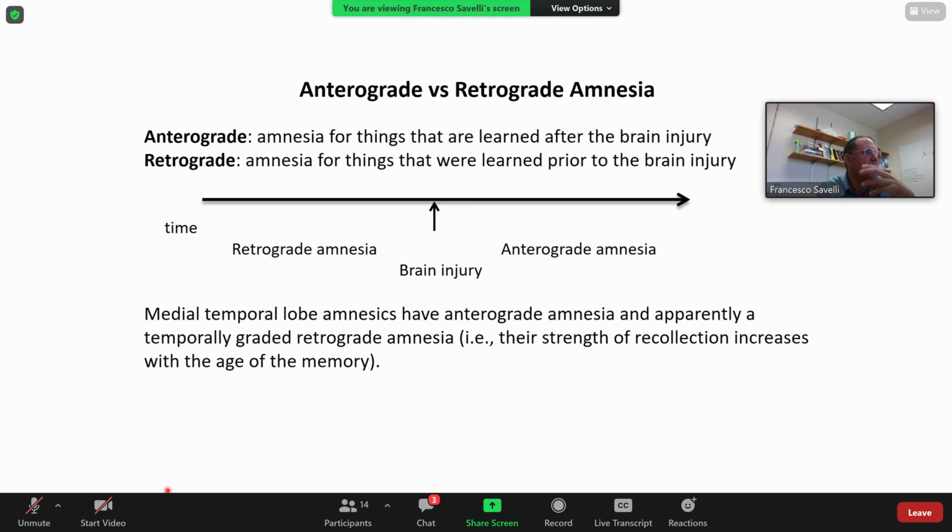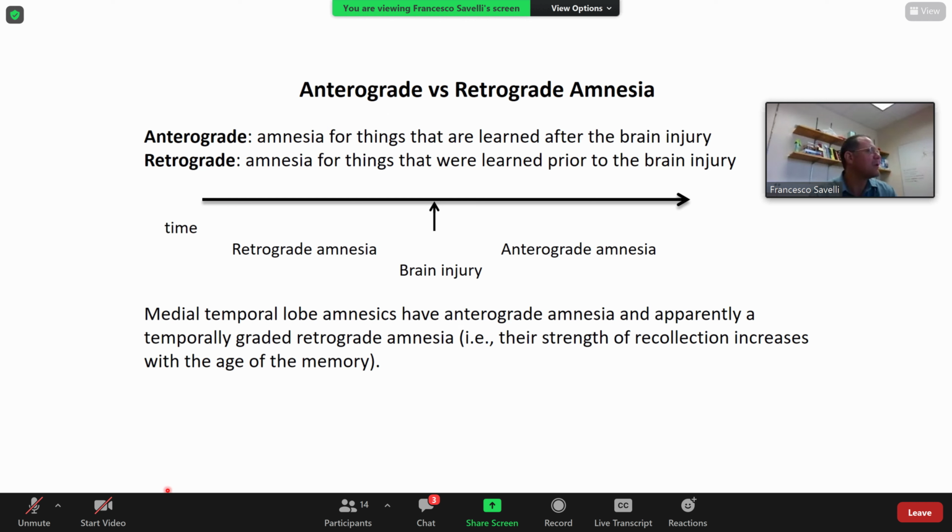Medial temporal lobe amnesics. Again, medial temporal lobe is the area where the hippocampus is. And apparently temporally graded retrograde amnesia. So they have anterograde amnesia, and then they do lose a little bit of the memories that had already been formed. But it's the more recent memories that are lost more. The oldest memories are preserved more. So that's what they mean by a gradient.